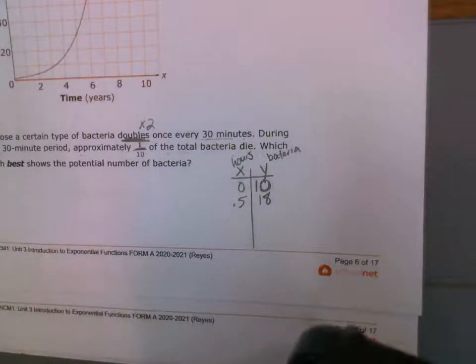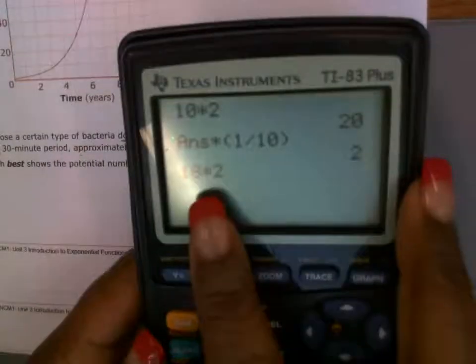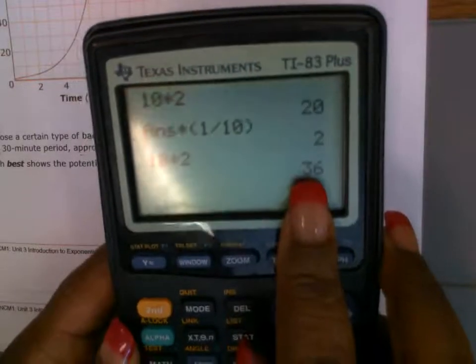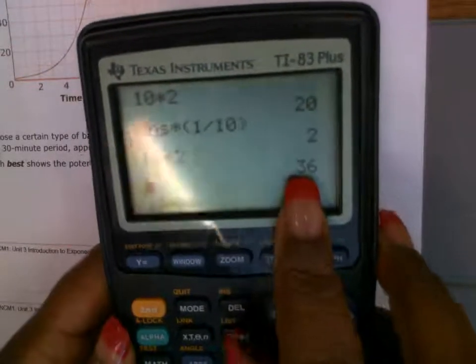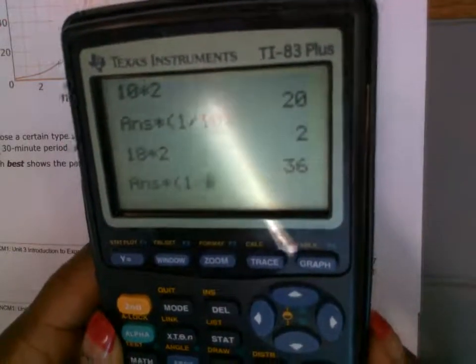All right, so again, I'm going to double this. I say 18 times 2, okay? That's equal to 36, all right? And then I'm going to times it by the 1/10.